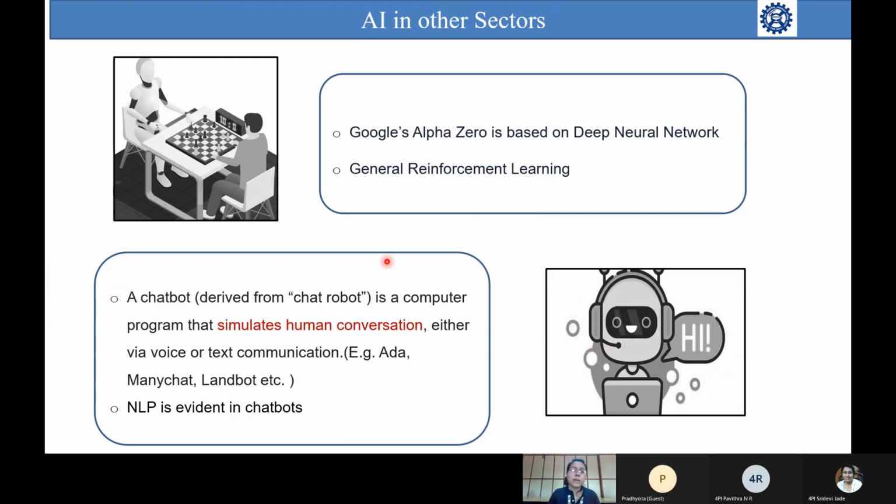Next, in other sectors, how AI is used. Like this is gaming. Here you can see that this robot is playing chess with that person. We can assume that this robot has the same level of intelligence as a human. Like Google's AlphaZero is a chess playing game, and that is based on a deep neural network, which I already mentioned in my previous slides.